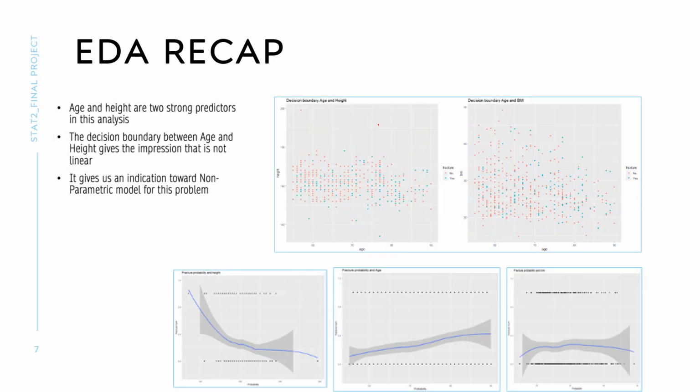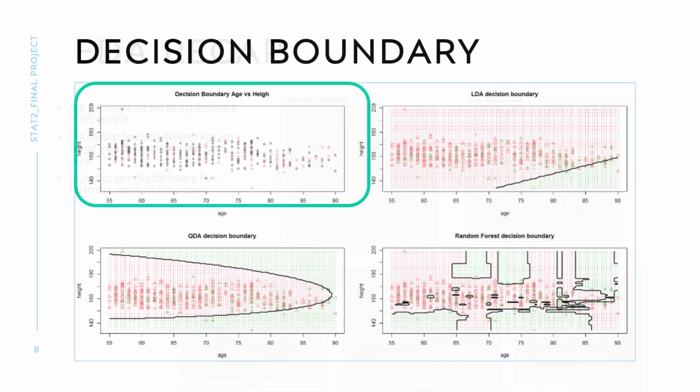In our EDA analysis, we determined that age and height are two strong predictors. It seems the decision boundary between age and height for fracture classification is not linear. The visual inspection suggests that a non-parametric model seems to be more suitable for predicting fracture. In this part, we will explore the decision boundary of different models for our data set.